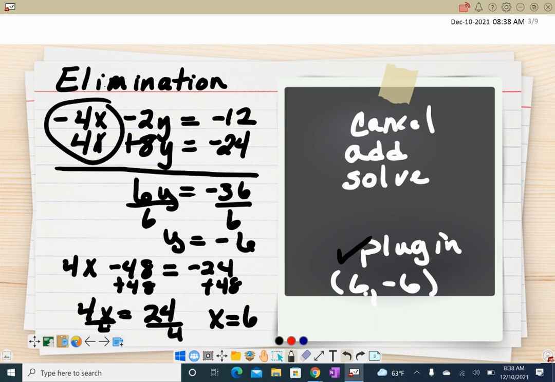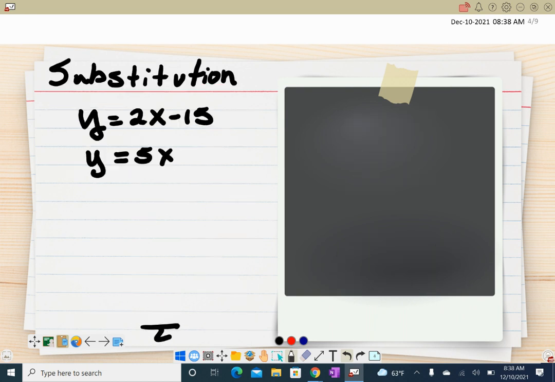All right, next problem. Substitution. All right, so before you do the substitution, I want you to take your paper and do the 2 elimination problems. So pause the video and do the elimination problems. All right, so I hope you're back, and I hope you did those elimination problems well.